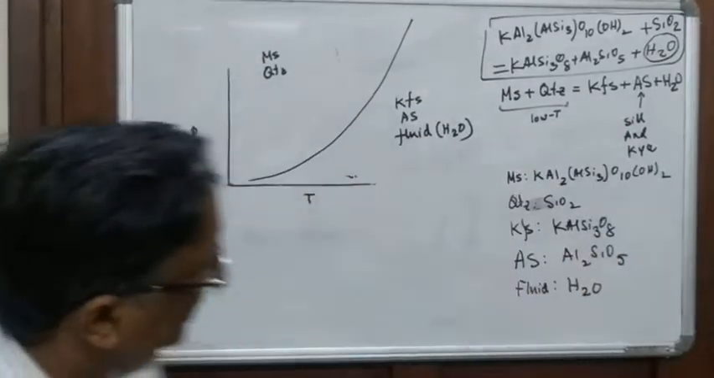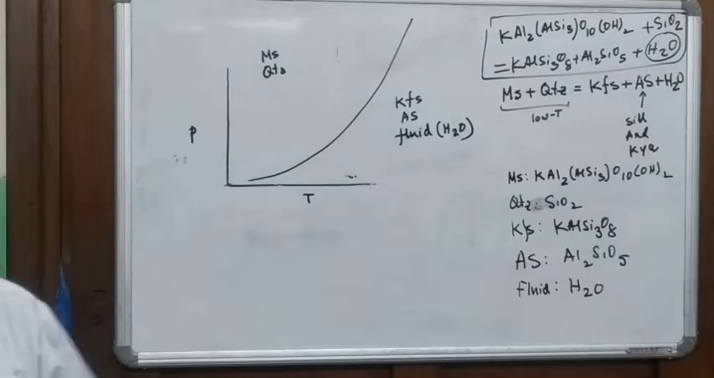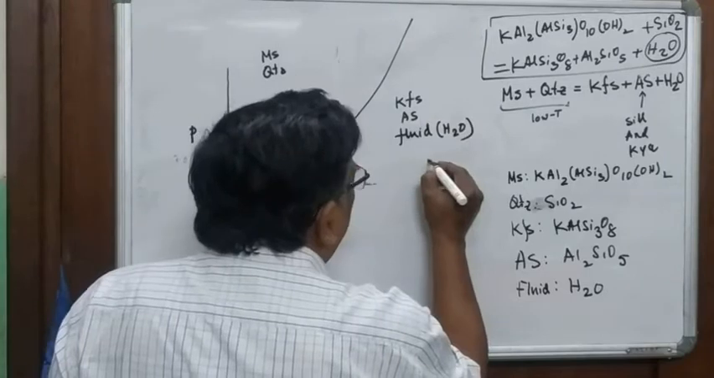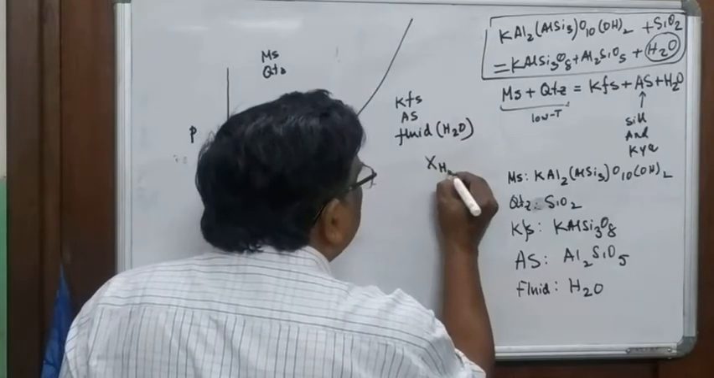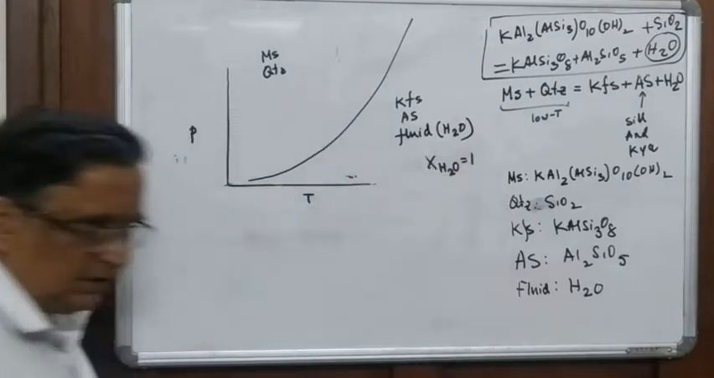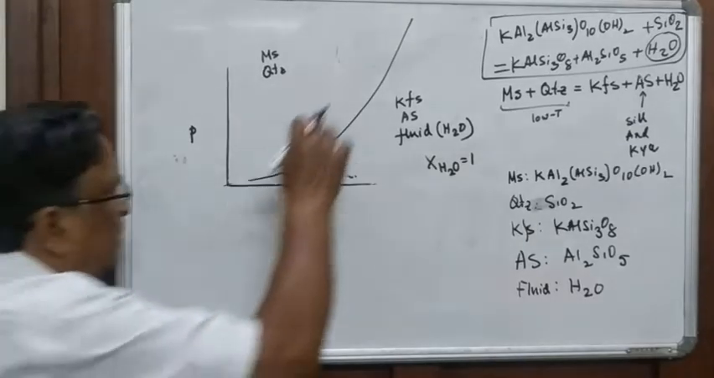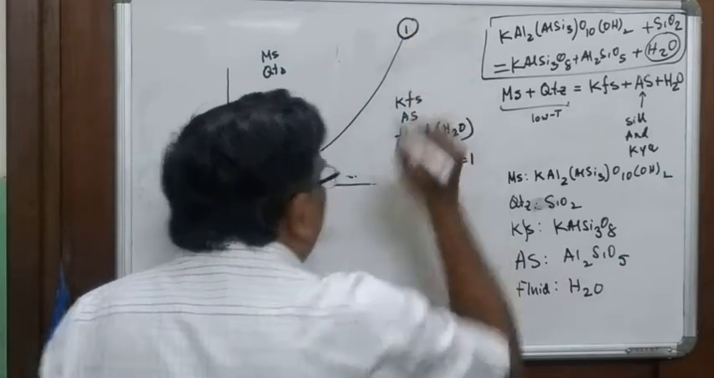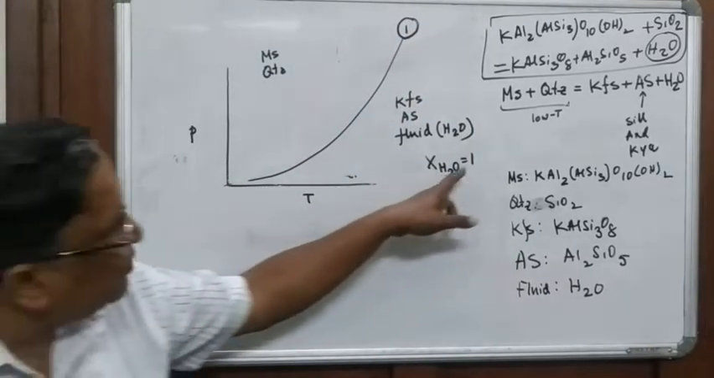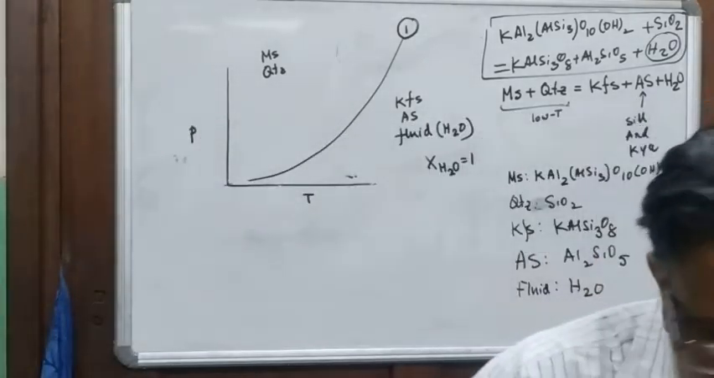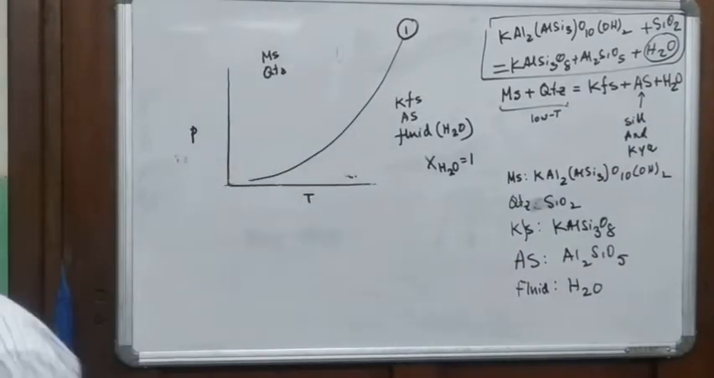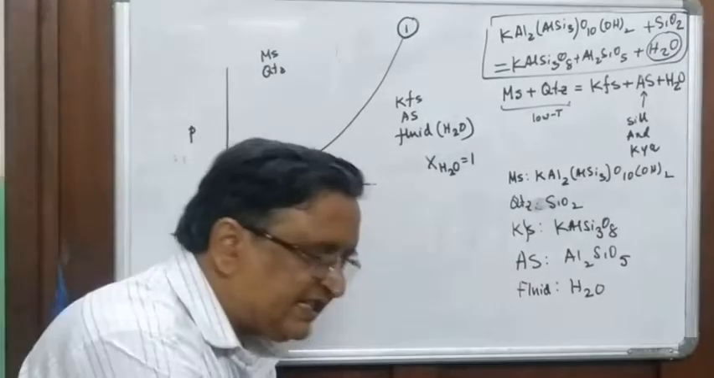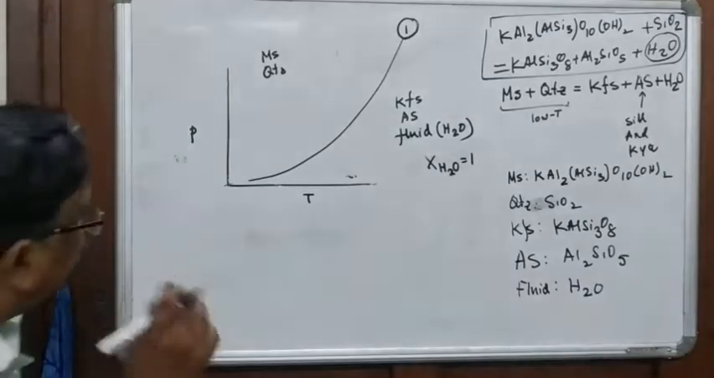If we take the fluid also as pure H2O, then for a pure fluid, XH2O equal to 1. There is no doubt about it. So what we write here is 1. This value is XH2O equal to 1. But what happens? XH2O may not be 1. It can be less than 1. It cannot be more than 1. I will tell you a little.